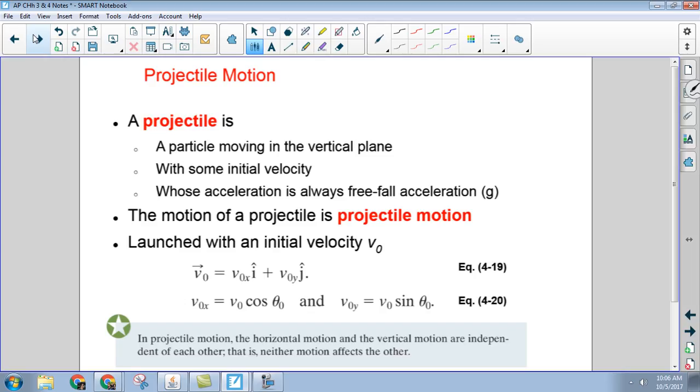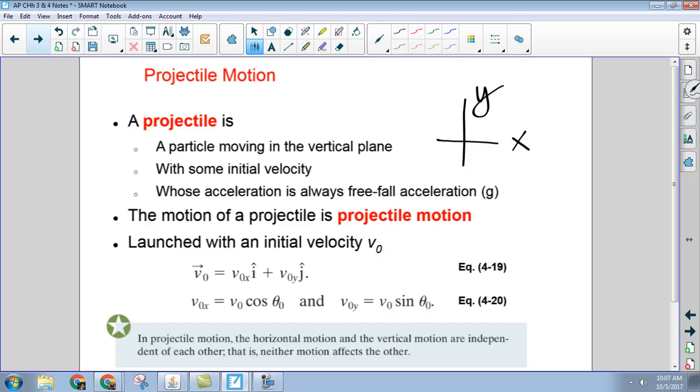So a couple of quick definitions. A projectile is a thing you throw, right? It's got to be moving in the vertical plane, so we're always going to use our x and y axes. In general, this is what the textbook says: it's got to have some initial velocity. That seems like a weird technicality to me, but whatever. Your acceleration is just going to be the acceleration of gravity, which is g. So this is all pretty straightforward.